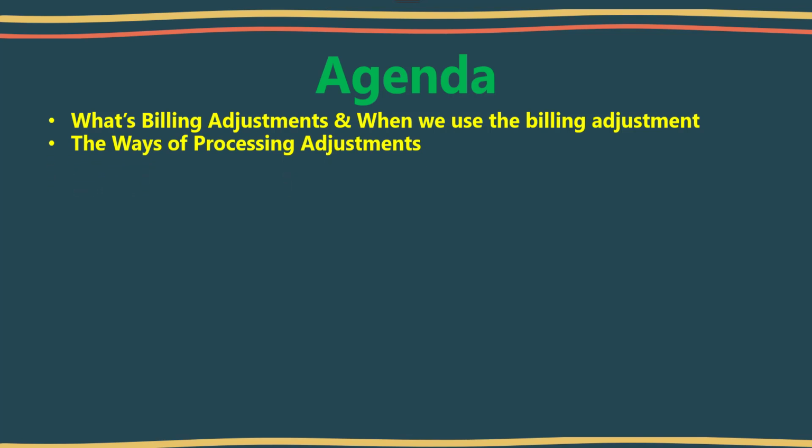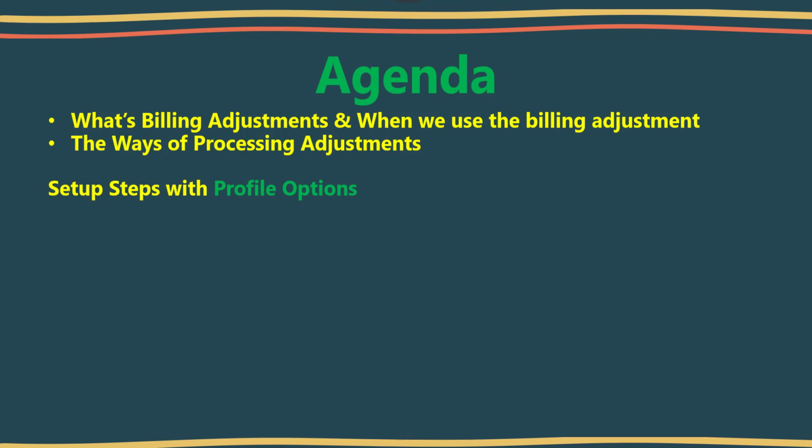As for the ways of processing adjustments, there are two ways. Either manual, I will show you in a moment. You can open the invoice or the transaction, either debit memo, invoice, or chargeback, and select the adjustment option from the action list. The other way, you can run a process. This process will automatically create the adjustment for the transactions, and I will also show it in a moment.